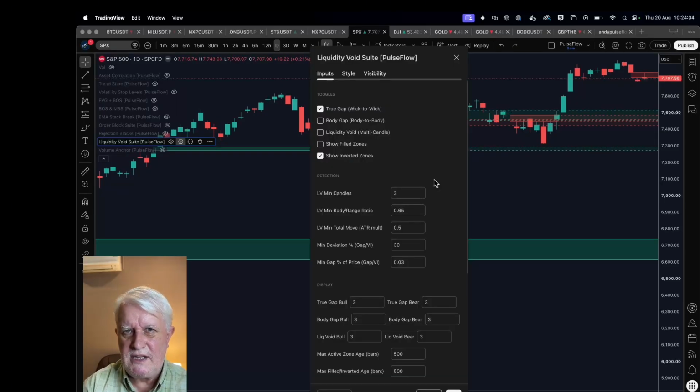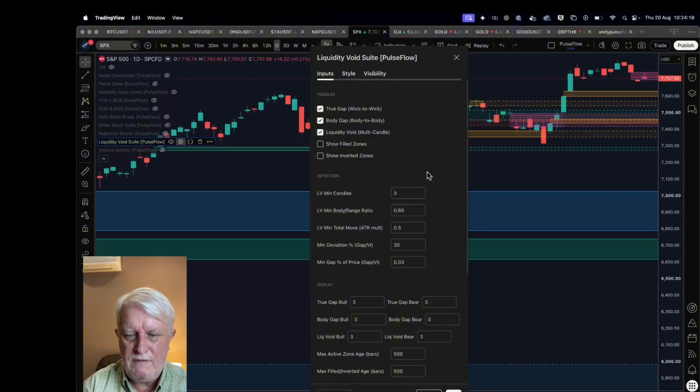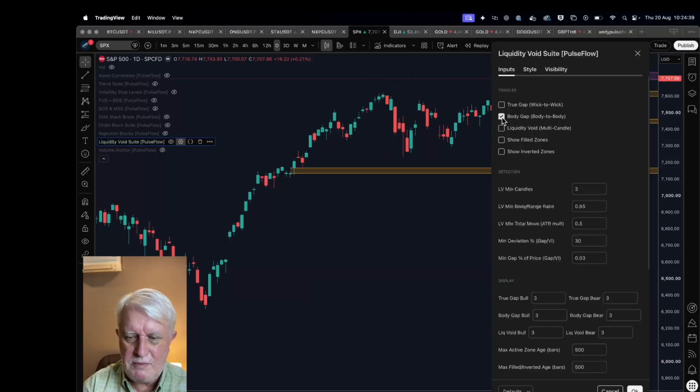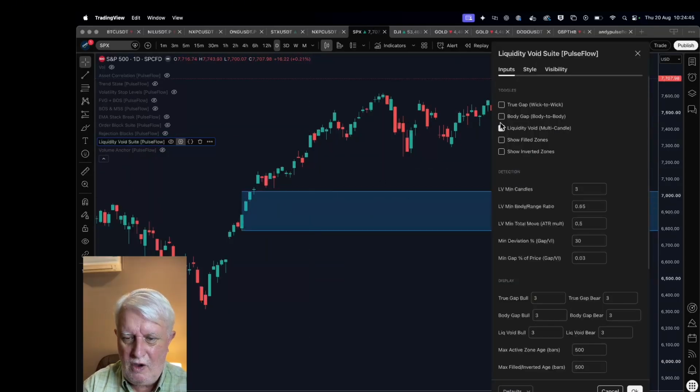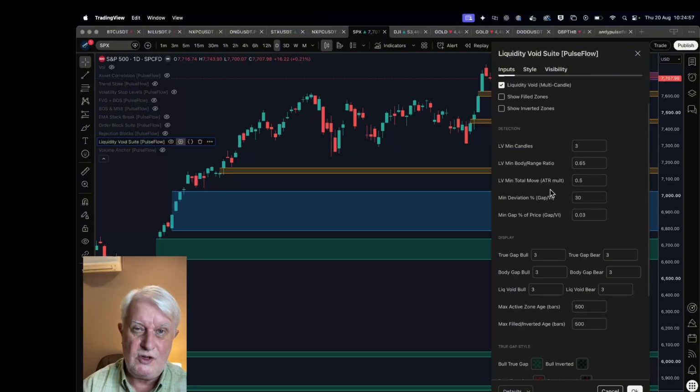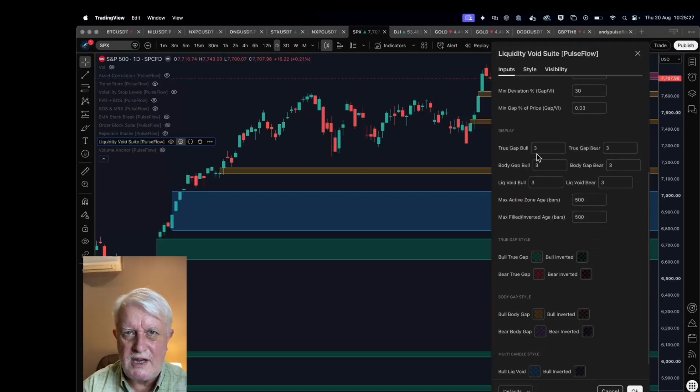Let's go through the rest of the settings. As standard, when you first put the indicator on, all 3 will be on your chart. Inverted will not. You can decide to have only true gaps, or just body gaps, or just liquidity void multi-candle, or all 3. The choice is yours. The various settings here, which I don't touch, but you can if you want to play, include liquidity void minimum candles, 3. You can change that to say 4 or 2. So here we've got 1, 2, 3. Then the percentage that the body must be of the entire candle, 65%.